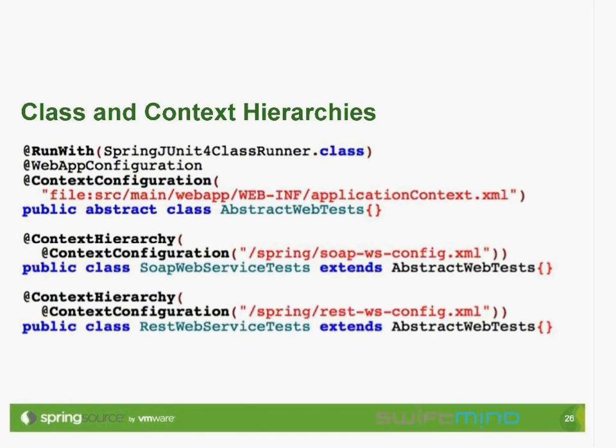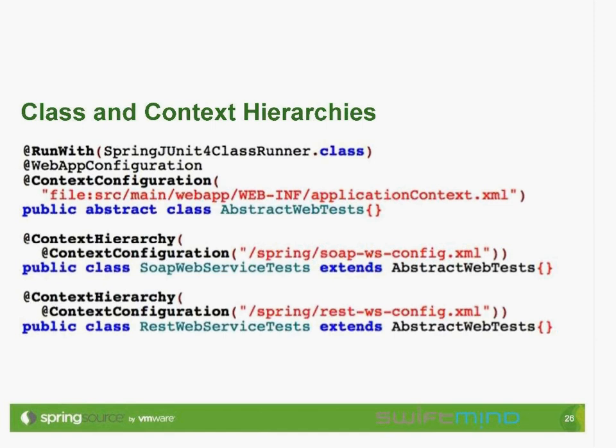of this. So we see here two. We have one for testing our SOAP web service configuration and one for testing our REST web service configuration. Each of these classes extends abstract web tests, which means that the parent application context will be the root defined in abstract web tests. And then locally, using @ContextHierarchy, we're basically telling the Spring testing framework we want to have a hierarchy.